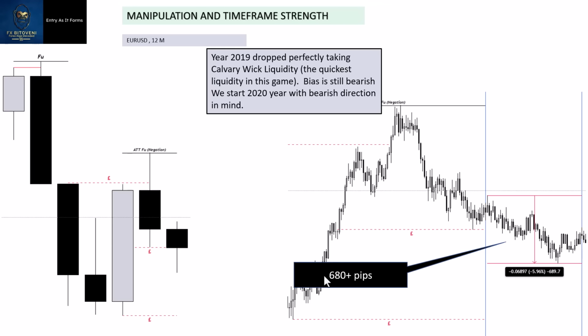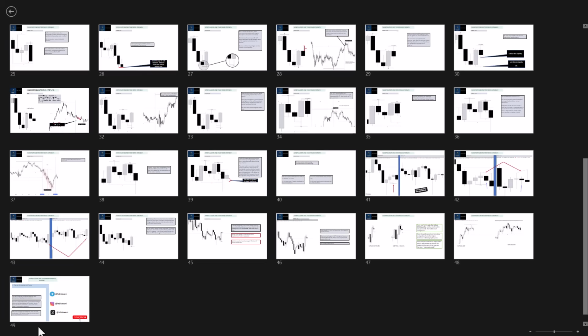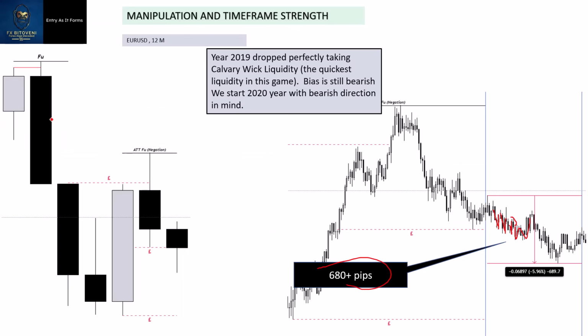So this move generated over 608 pips of drop. So if you are catching a push, pullback, push, pullback, push, pullback, remember these are weekly candles. There will be so many pips. You can make more than this one if you are able to see directions that are being formed every month. Yeah, here guys, hope you are following carefully.